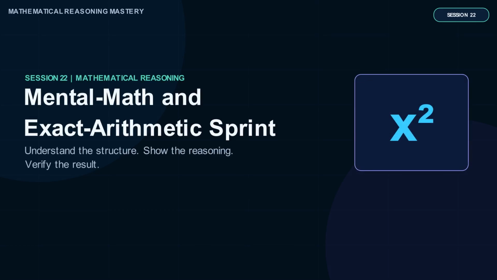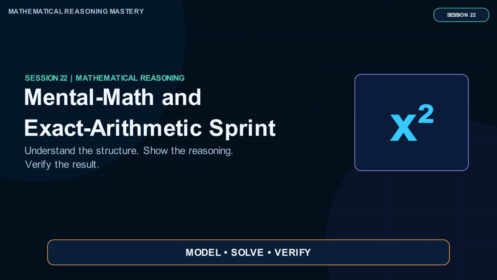Welcome to Session 22, Mental Math and Exact Arithmetic Sprint. This lesson develops mathematical reasoning that stays reliable when a problem looks unfamiliar. You will learn to recognize exact arithmetic shortcuts, to write short auditable work, and to recover quickly from a stalled item. These are connected habits, not isolated tricks.